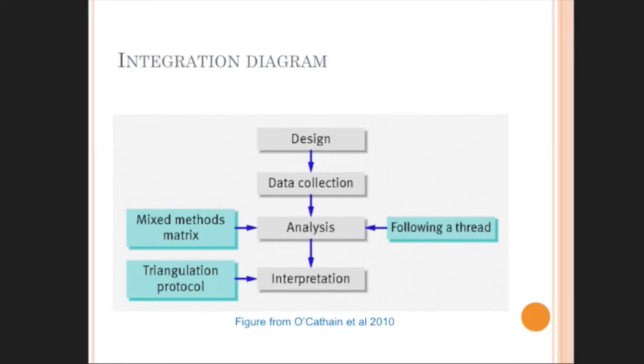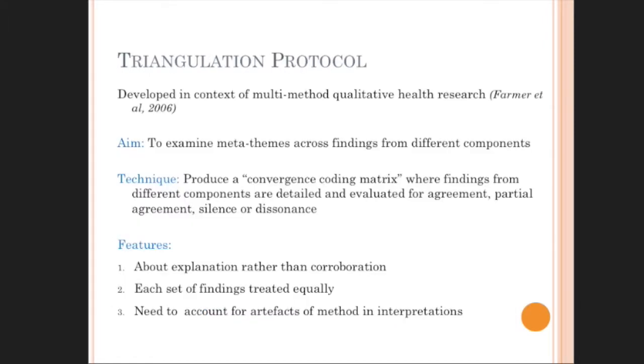Okay, so because I wasn't going to talk about a formal method of triangulation protocol, because they said that they don't have any examples in the literature, I just summarised here what a triangulation protocol would be aiming to do, and I've already sort of mentioned some of this. So it would be aiming to examine meta-themes across findings from the different components of research. You'd be producing some kind of convergence coding matrix. So you'd be looking for ways in which the data agree, ways they disagree.